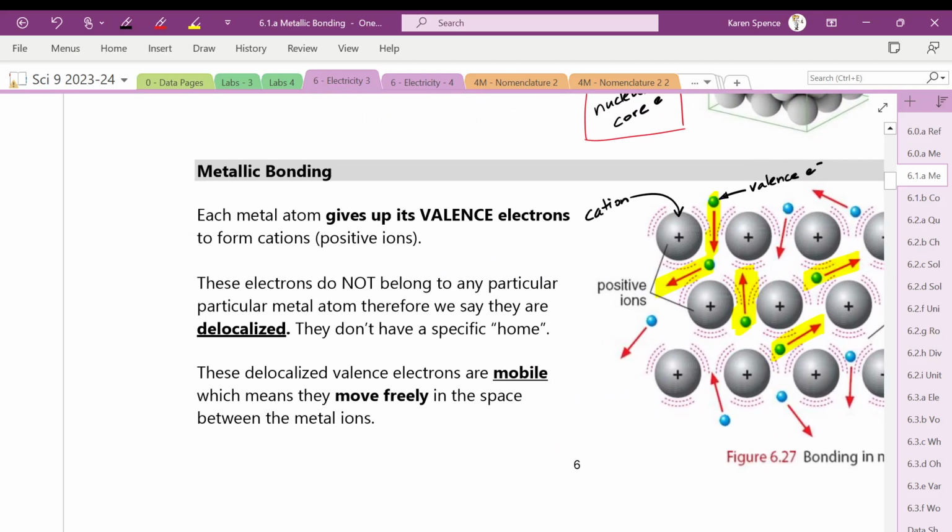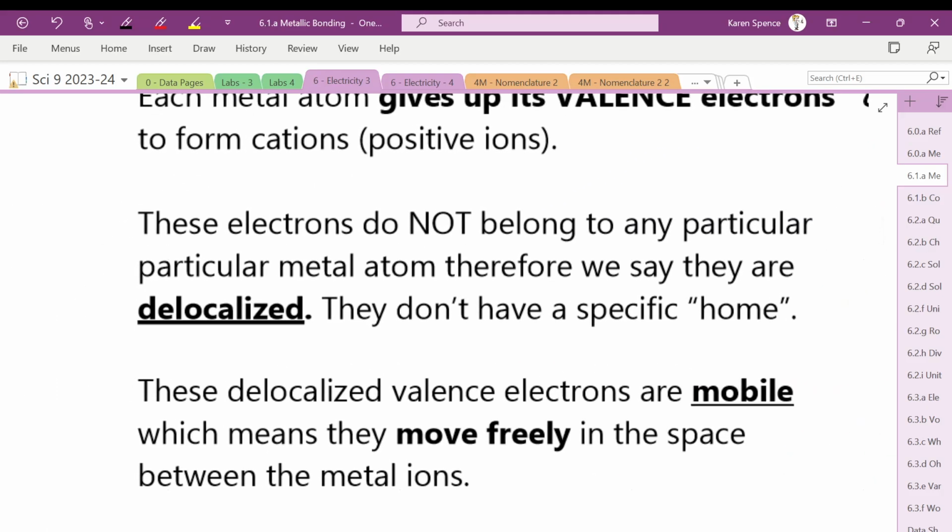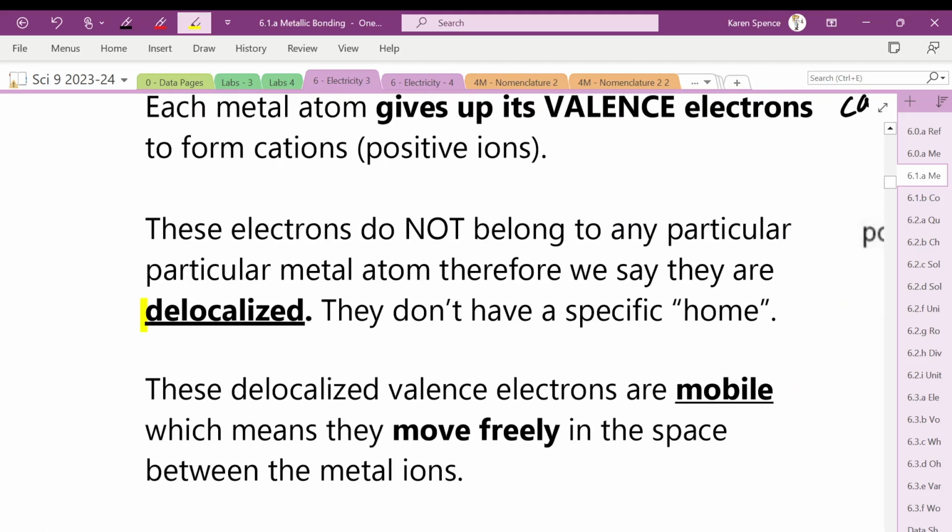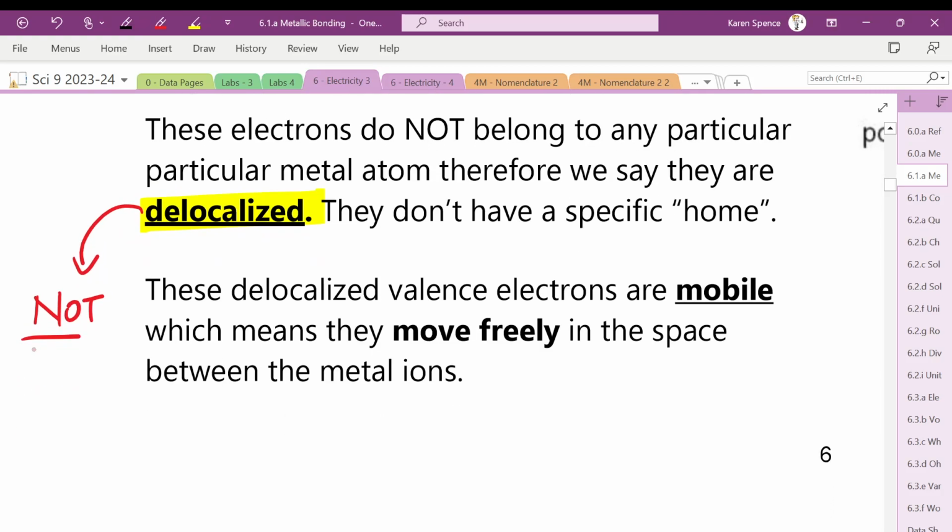Oh, I forgot. We have one more word here. Do you remember what delocalized means? Not stuck in one location. Essentially mobile. Yeah. They are delocalized because they are mobile.